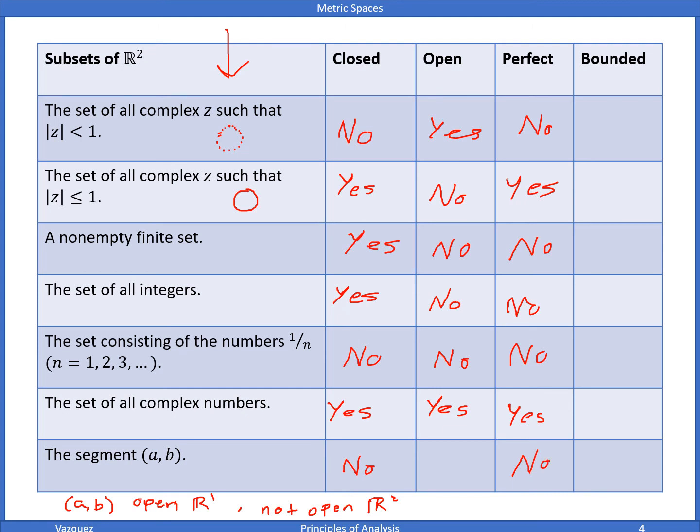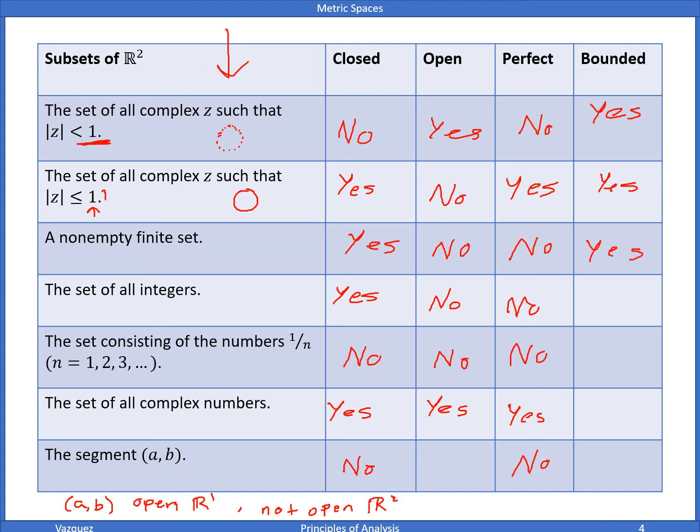Finally, bounded. This should probably be the easiest to figure out. So this one, we're being bounded by 1. So yes, this one we can bound by 1.1 or any number greater than 1. So this one is also bounded. A non-empty finite set: a finite set is always bounded. So this one is yes.